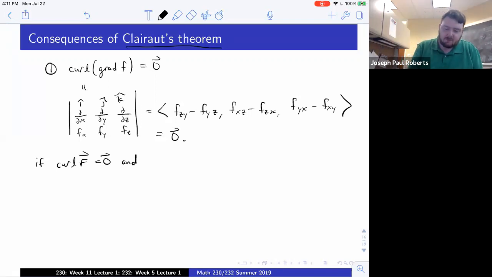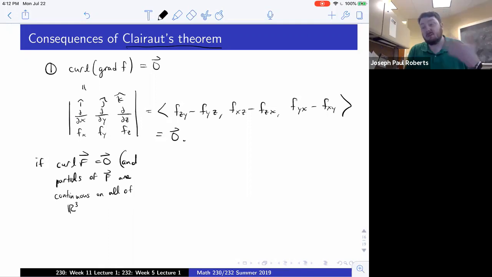So let's just say if curl f equals 0 and the partials of f are defined, or let's say continuous, because that takes into account defined, on all of R3. And again, every other day of this class, other than limit day, we assume that everything's continuous everywhere. Curl f equals 0 implies that you have an anti-gradient.